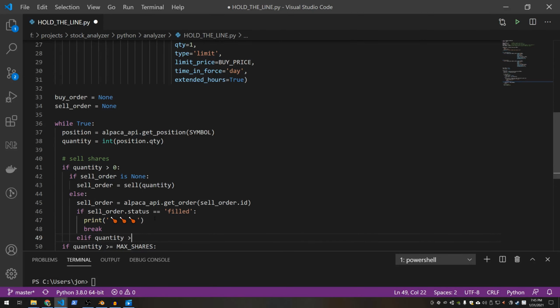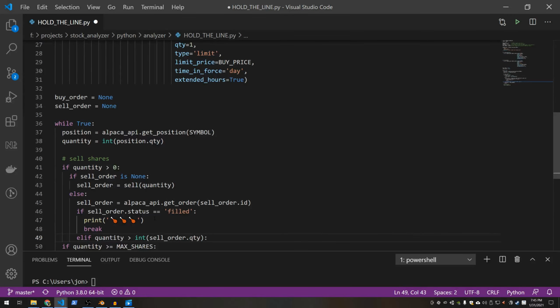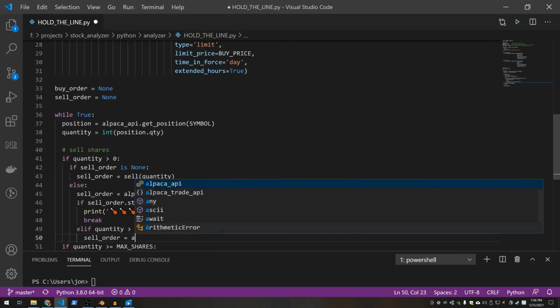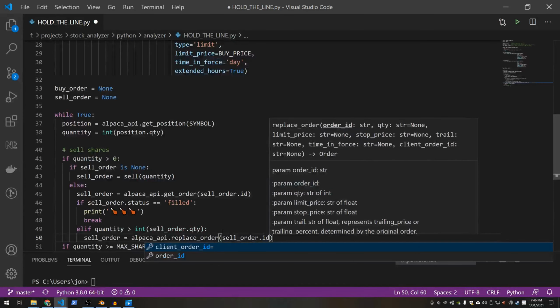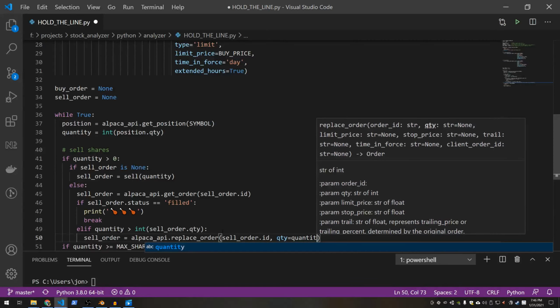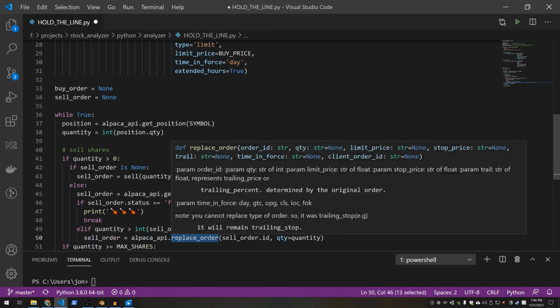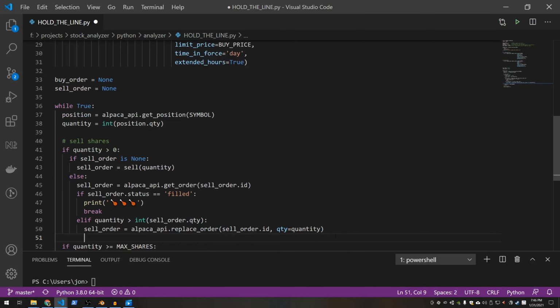Otherwise, we want to check if the current quantity is greater than the quantity specified in the sell order. This means that we've actually bought a new share. So we need to update our sell order with that new quantity. There's a nifty method called replace order. We definitely want to replace the order instead of canceling it and creating a new one, because if we canceled it and created a new one, we might miss some extremely fast price spike.